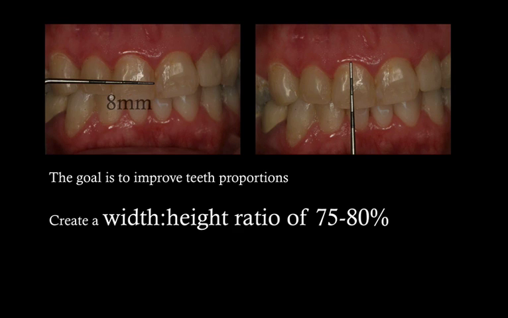So if you have a tooth that has 8 millimeters in width and 8 millimeters in height, that's a 1-to-1 ratio, 100%. And we know these teeth look square and unaesthetic. So by removing some soft tissue, increasing the length to, let's say, the normal average length of a central incisor, which is 10.5, we're looking at a ratio that is better, about 76, 77%.